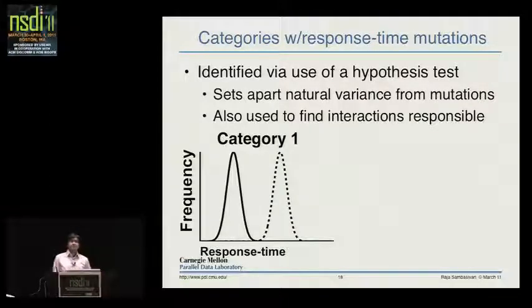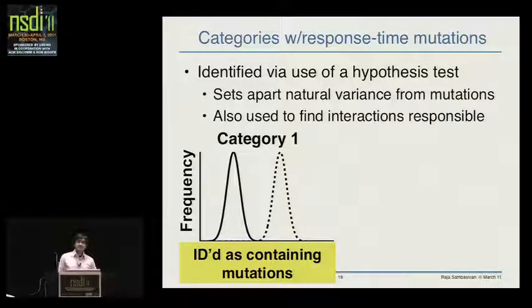So here's an example of identifying categories that contain these mutations. Here you see one category, and you see in the dotted line the response times of requests assigned to this category from the problem period. The solid line shows you the distribution of response times assigned to this category from the non-problem period. You can see that these two distributions are really different. They have different means, and the variance around their means is very small. And so the hypothesis test will have enough evidence to reject the hypothesis that both distributions are the same. And so we will identify this category as containing mutations.